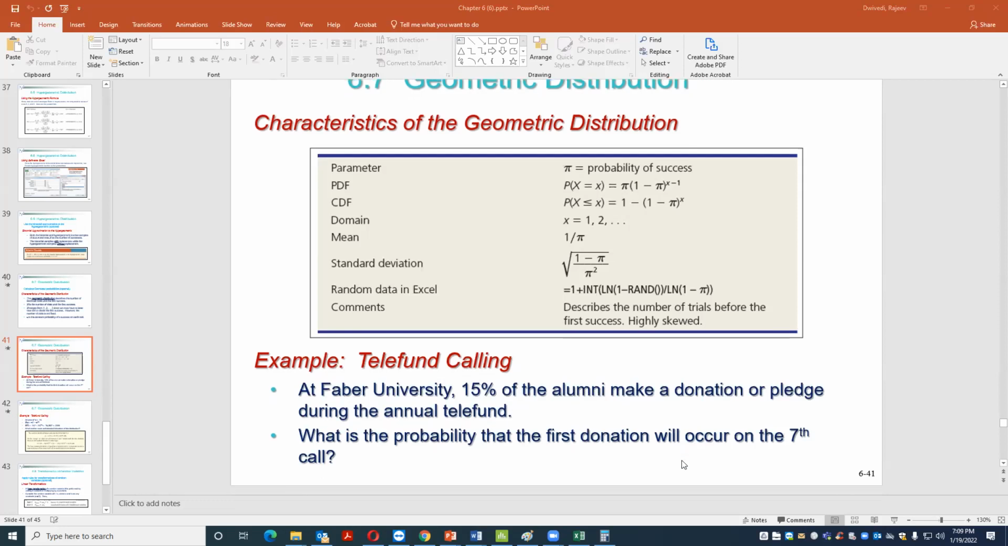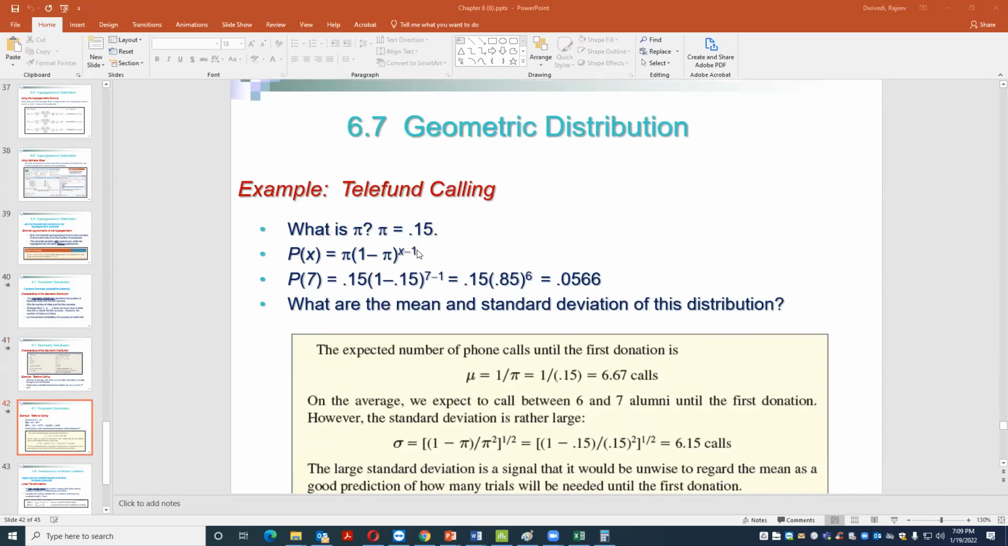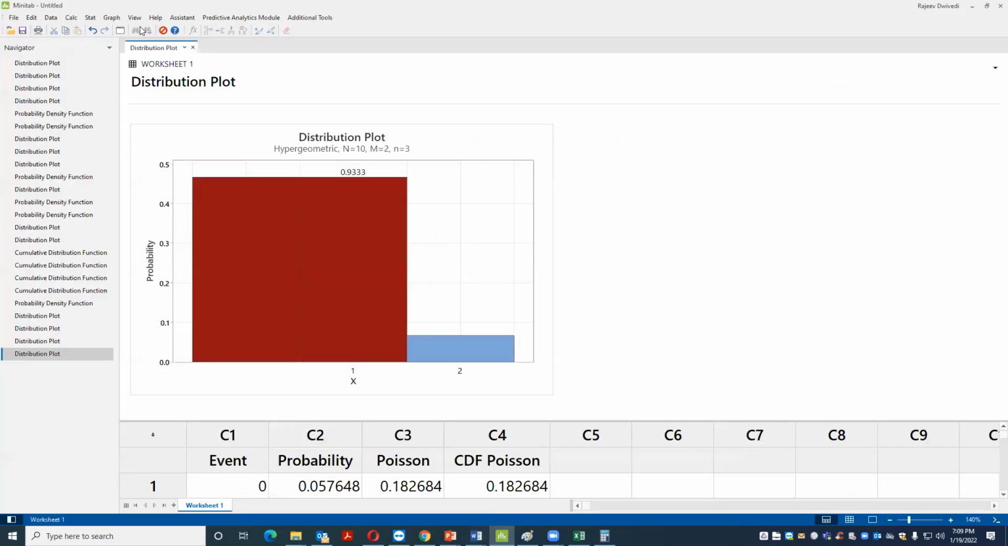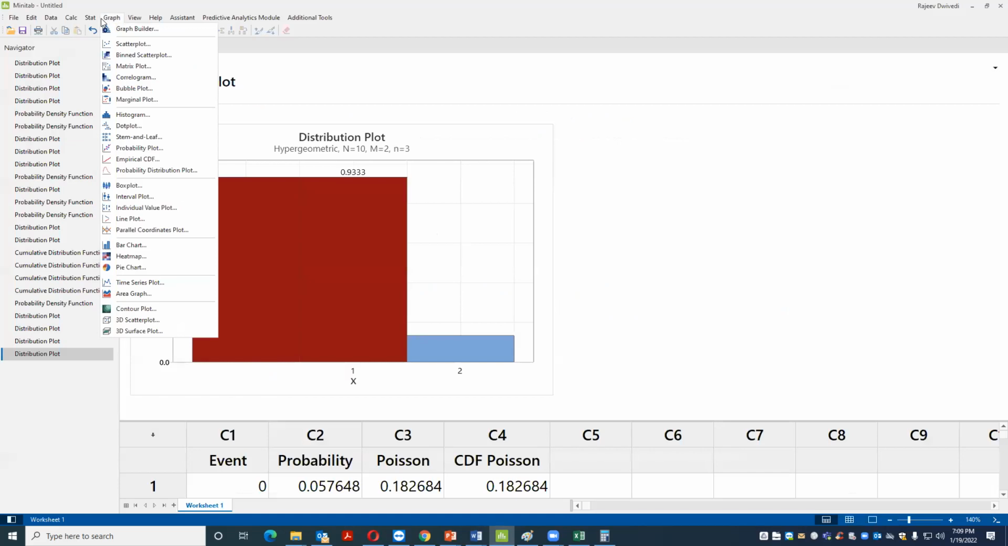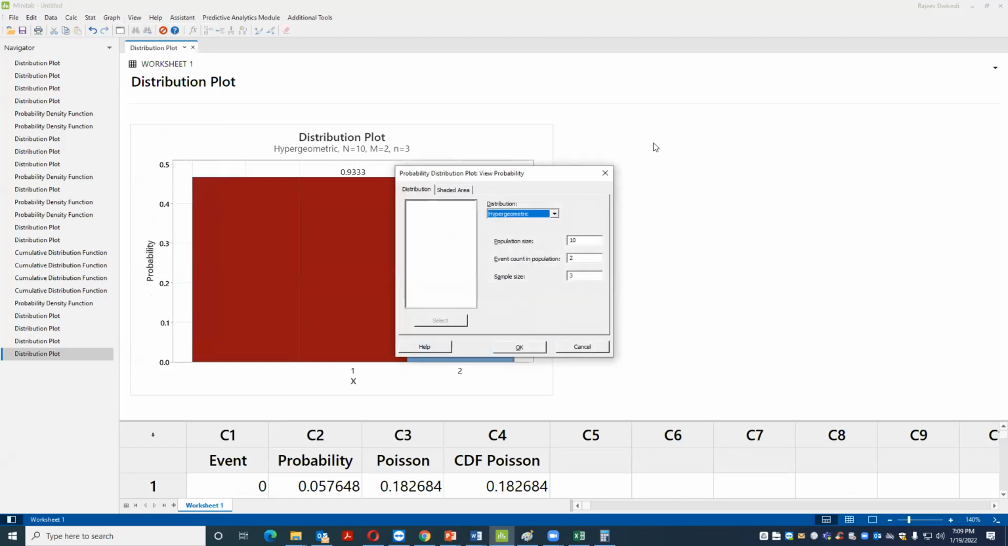It's very simple, this is a calculation. I'm going to make things easy for us using the graph. We have the probability distribution. And now I need to select geometric. The event probability is 0.15, meaning 15%.